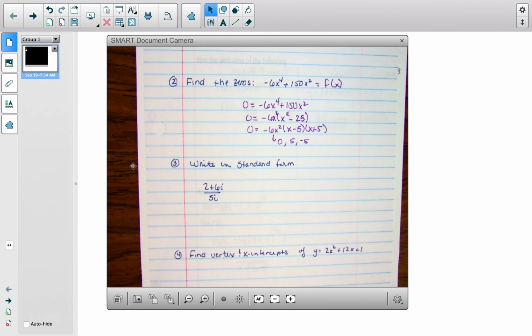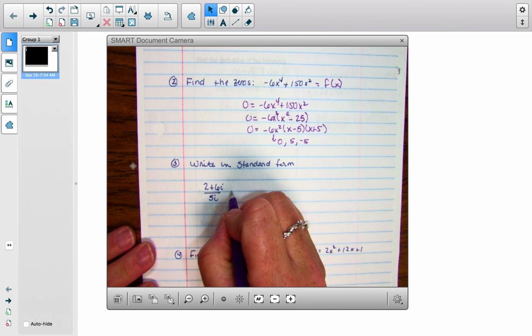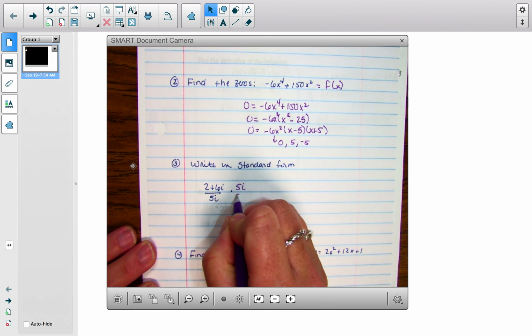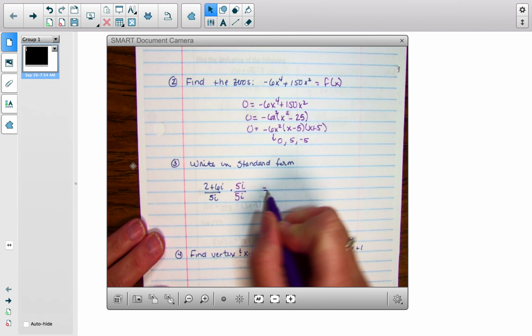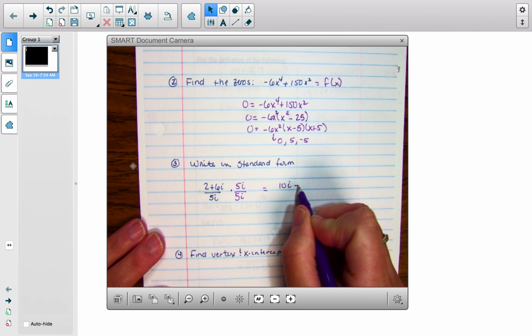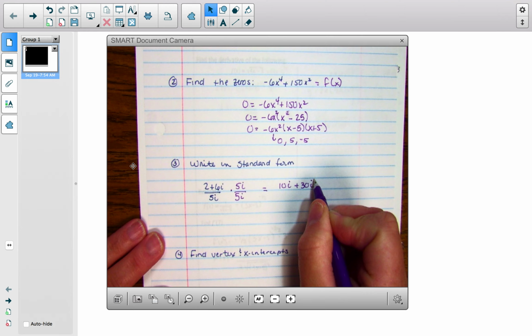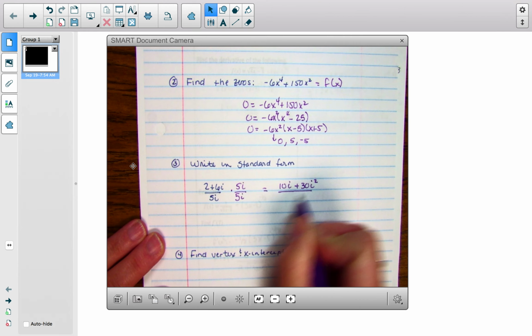And then write in standard form. Remember, we can't have an i in the denominator, and so we multiply top and bottom by 5i. You could do negative 5i if you wanted to. We only do that if there's a binomial in the bottom. We multiply by the conjugate. So distribute the 5i through. That's 10i plus 30i squared all over, well, this will be 25i.